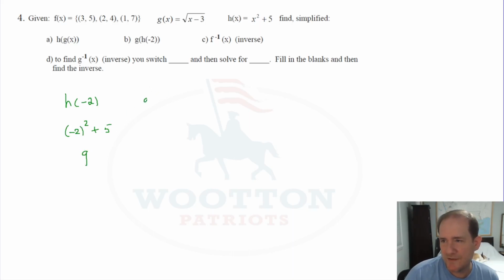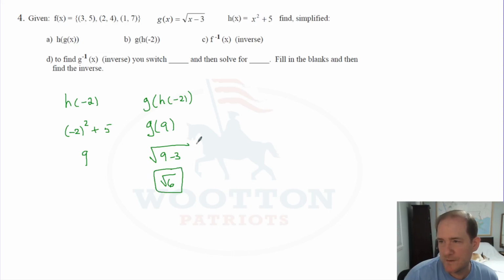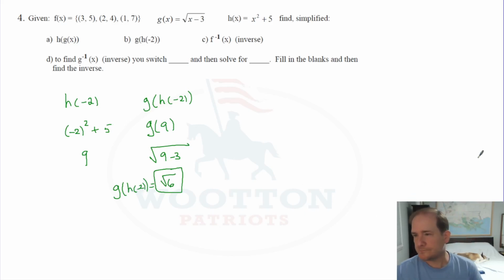So that means now that g of h of negative 2, well, if h of negative 2 is 9, then you're just trying to find g of 9. So just plug 9 into function g, which gives you the square root of 9 minus 3, aka root 6. And that's it. That's the answer. G of h of negative 2 must be the square root of 6. Okay.